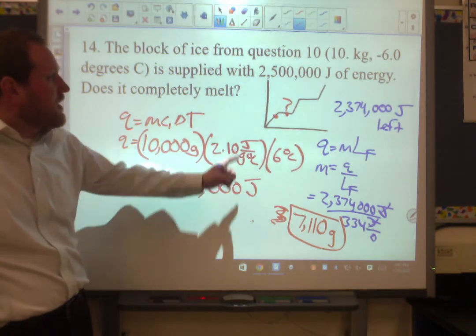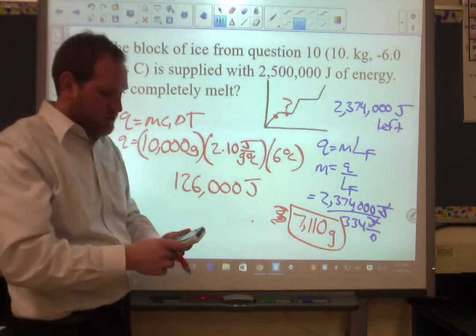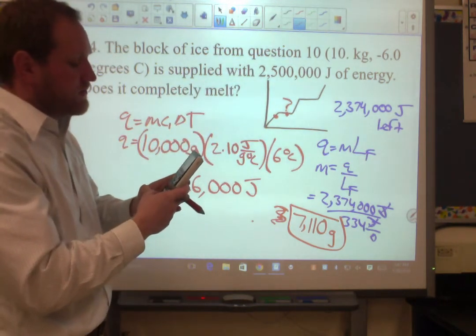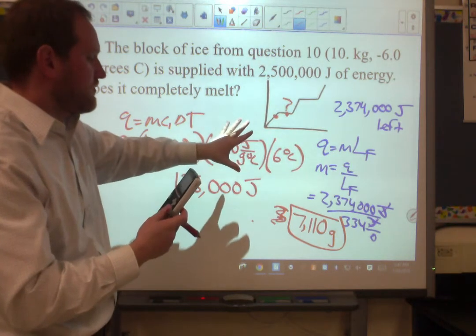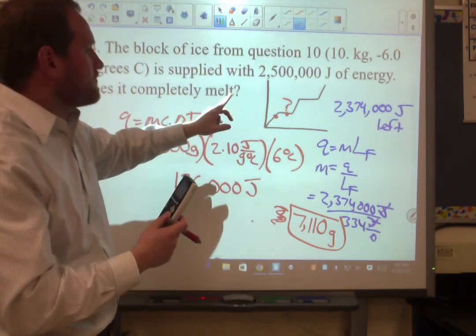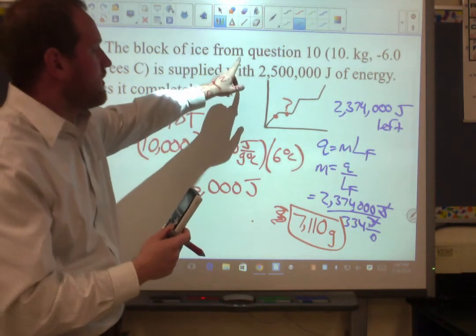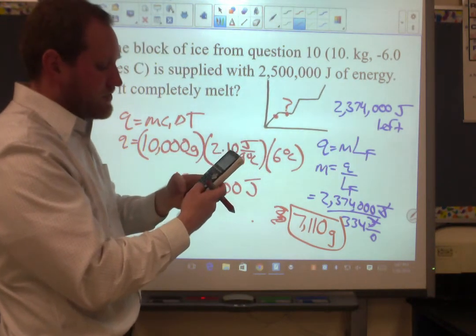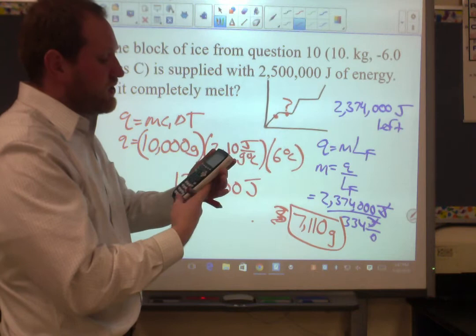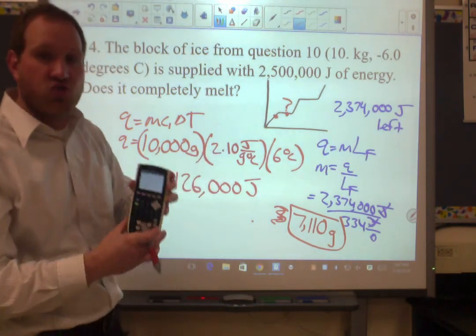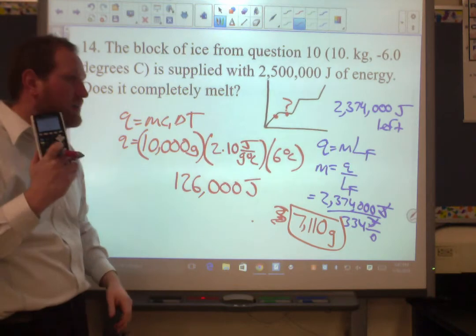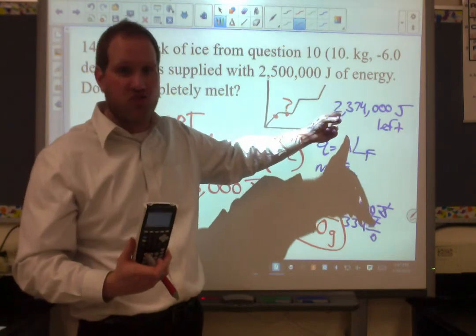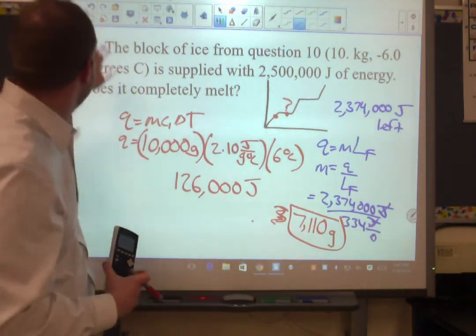The other way would be, how much heat would be required to melt this? In fact, let me do that real quick just so you can see. I'm not looking at the leftover heat. I would take my 10,000 grams and multiply it by 334. And that would give me 3,340,000 joules. What that means is I need 3,340,000 joules to melt that block of ice. Do I have that? No, I'm about a million short. So the answer is no, whichever way you look at it.